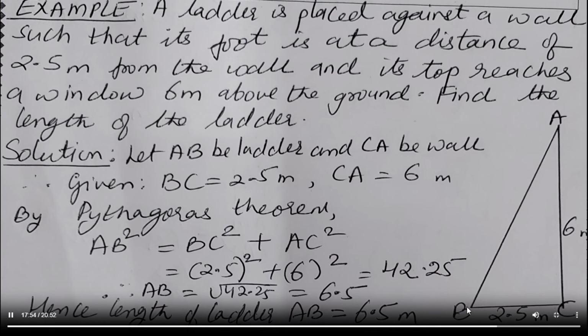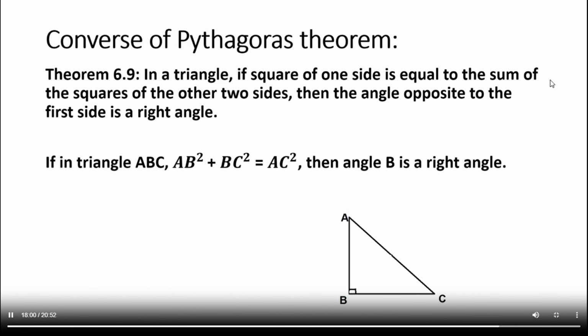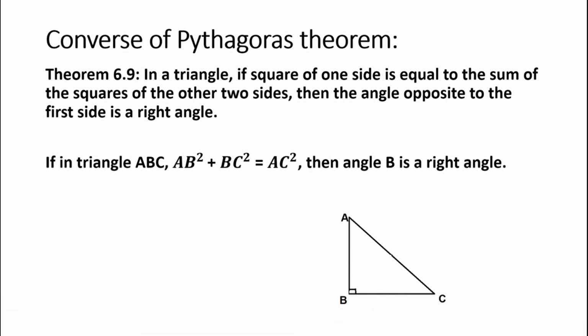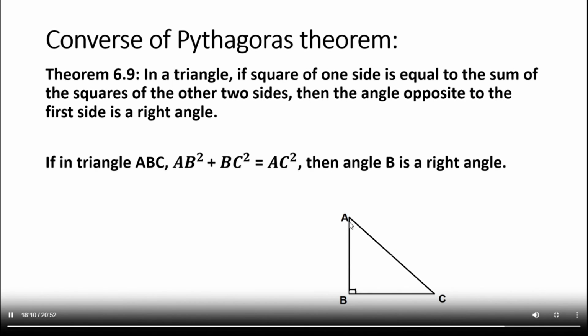Pythagoras theorem is in fact very much used in further studies. Friends, the converse of Pythagoras theorem is also true. Theorem 6.9, which is the converse of Pythagoras theorem, says that in a triangle, if the square of one side is equal to the sum of the squares of the other two sides, then the angle opposite to the first side is a right angle. It means if in a triangle ABC, AB square plus BC square is equal to AC square, then angle B will be a right angle. We will not be proving this theorem since, as I told, in the recent syllabus, Pythagoras theorem is omitted.